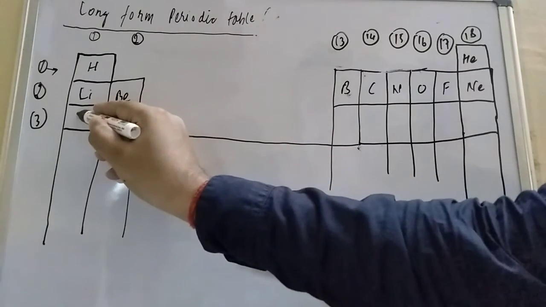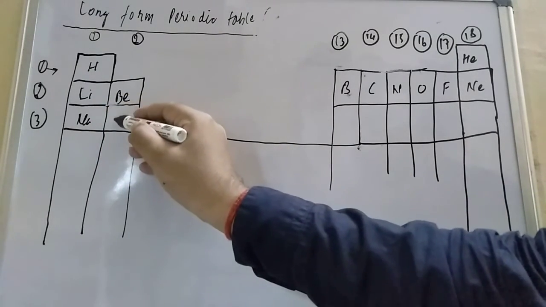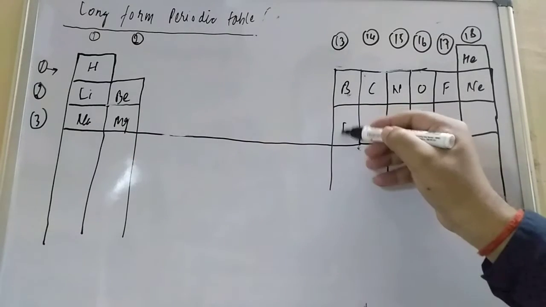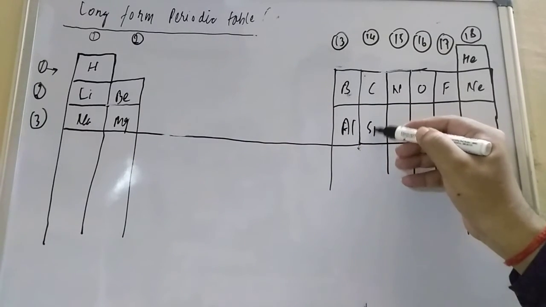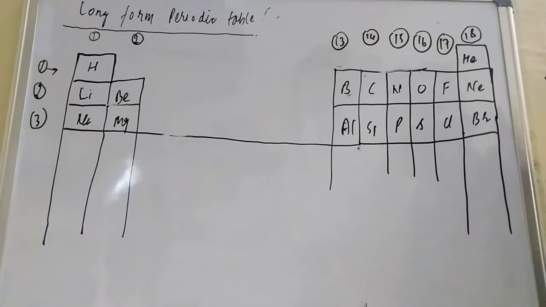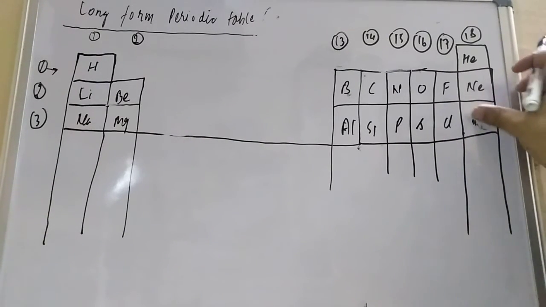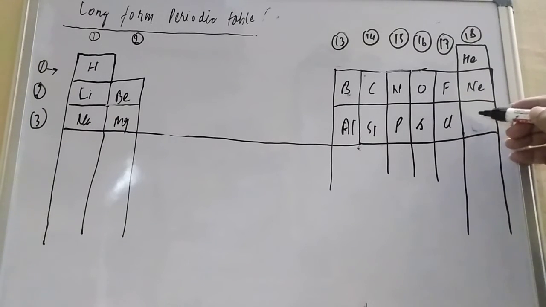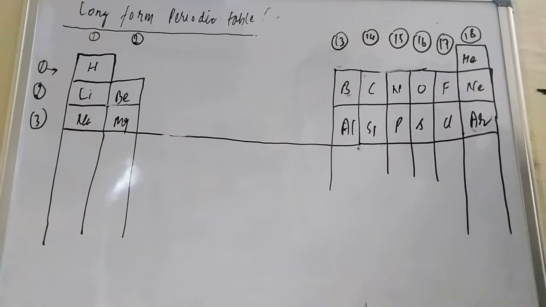After that, students, this is sodium, magnesium, aluminum, silicon, phosphorus, sulfur, chlorine, and here it will come argon. Argon is element 18.